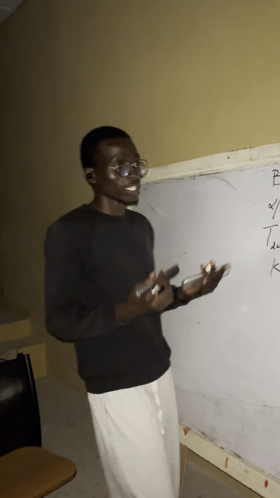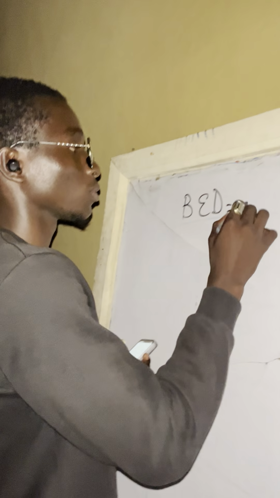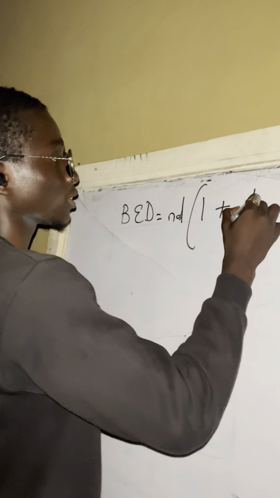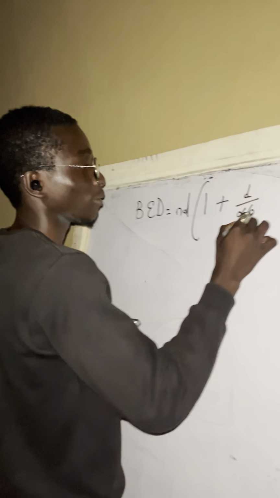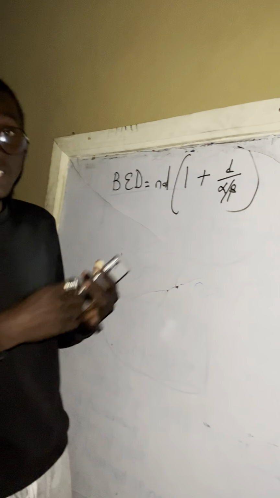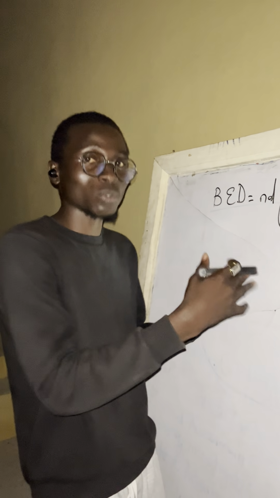But the first thing we are going to talk about is the formula for the biologically effective dose. The formula is BED equals N D into bracket 1 plus d over alpha beta ratio. This is the physical formula for BED. This is BED without time.